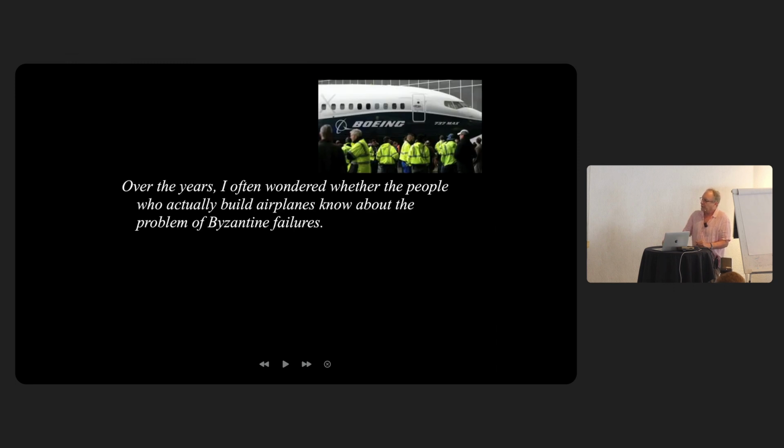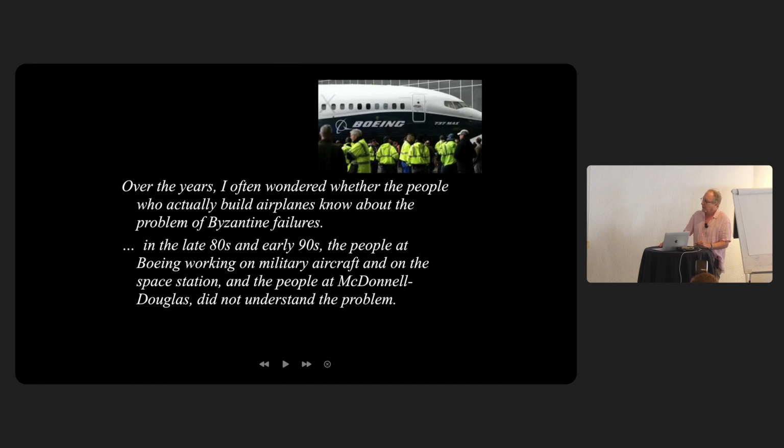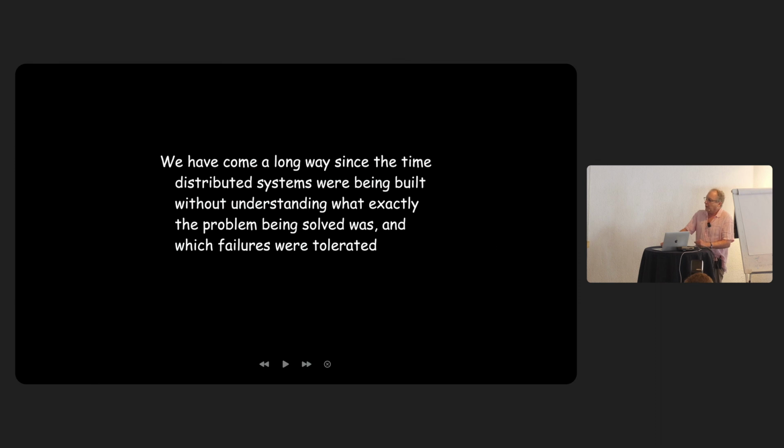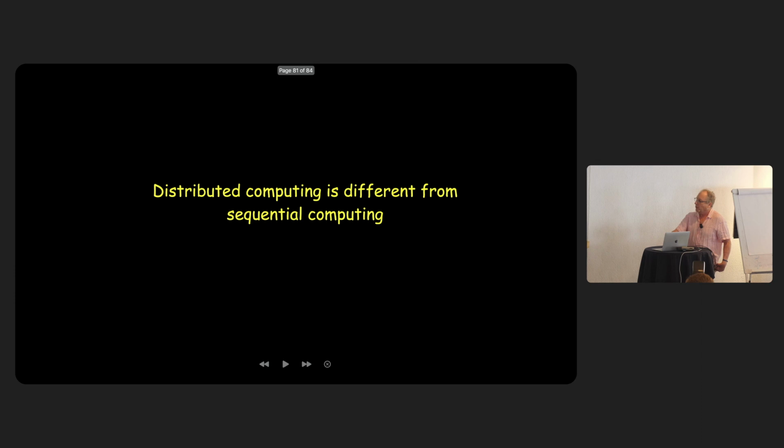And Lamport tells us, over the years, I often wondered whether the people who actually build airplanes know about the problem of Byzantine failures. In the late 80s and early 90s, the people at Boeing working on military aircraft and on the space station, and the people at McDonnell Douglas still did not understand Byzantine fault tolerance. So now we have come a long way since the time distributed systems were being built without understanding what exactly the problem being solved was and which failures were tolerated.